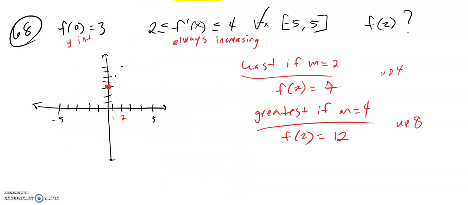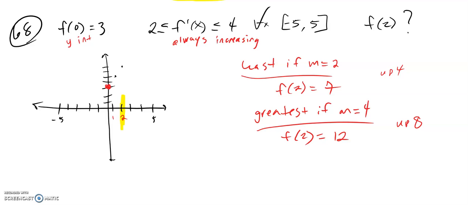And then if we take a look at number 68, it says suppose f of 0 is equal to 3, and the derivative is always between 2 and 4, in the interval of -5 to 5. Determine the greatest and least possible values of f of 2. So we are looking right here.